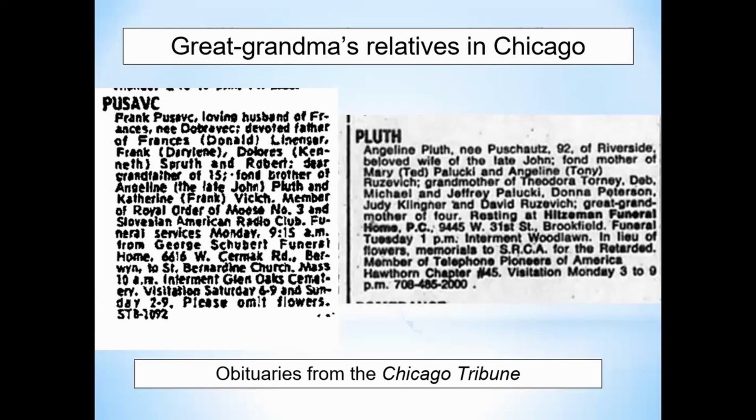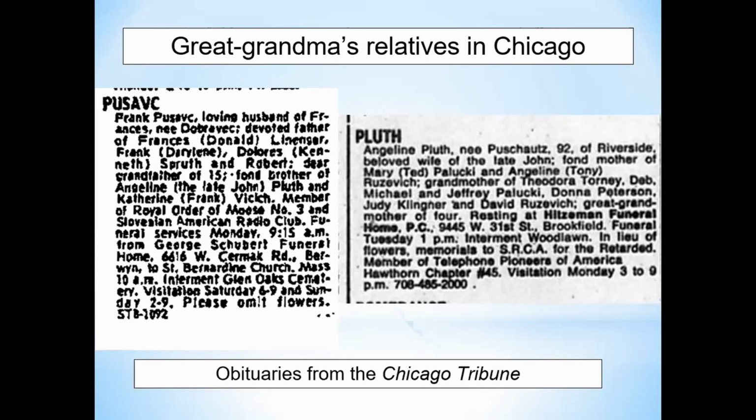But Angeline Pluth, that's a new name to me. I don't think Aunt Lil knew about her. So I searched on Angeline Pluth, and interestingly enough, she's Frank Pucevic's sister, but you can see that her maiden name in her obituary is Paschautz, which is what my great-grandma's maiden name was supposedly. So there's a little mystery here, like why is there Pucevic? Why is there Paschautz? I will explain. But first, let's keep going with Frank.